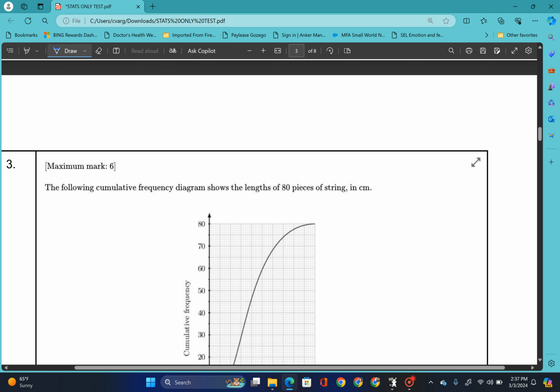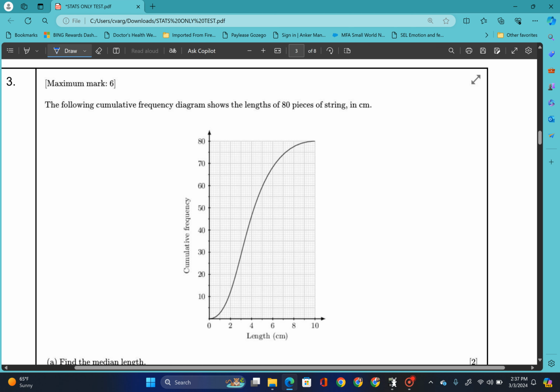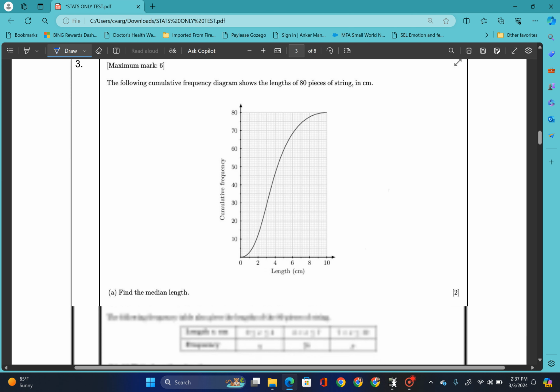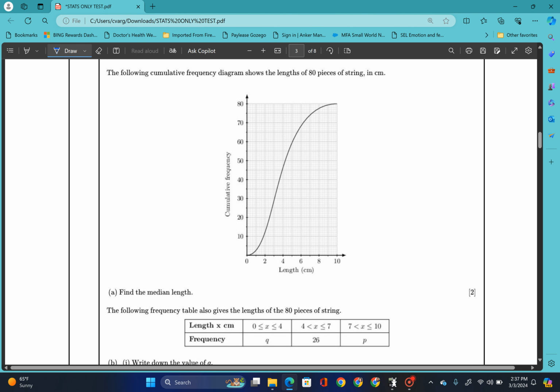All right. Question number 3 is a cumulative frequency diagram. So we're going to look for the median. The way we do that is we're going to label again, right? So this point right here is 100%. That is at 80. So we're going to go halfway of 80, which is right here. This is 50%. So that is our median.